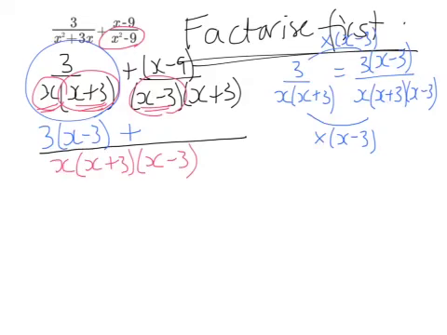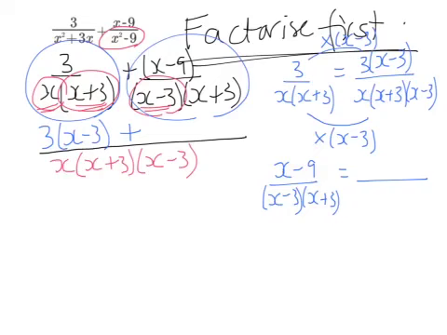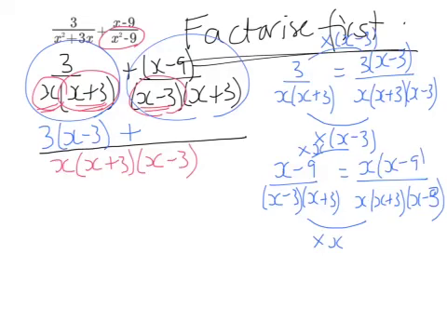So 3 bracket x minus 3 plus, right, let's take the next one. So the next fraction is x minus 9 over x minus 3, x plus 3. And I want it to be on the bottom x, x plus 3, x minus 3. Okay, what is it that I need to do to that to get it to look like the bottom? So I reckon I need to times it by x. So I'm going to times this top by x. So I'm going to get x bracket x minus 9. Okay, done.